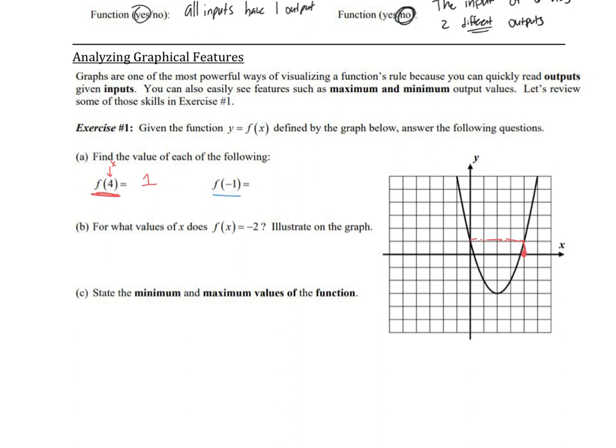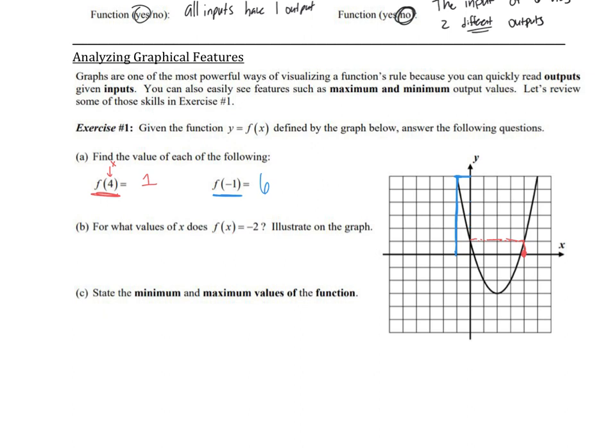For my next one, I want to look at f of -1. So I want to look at where x is -1, go up to my graph, see where it matches, and see what my y value is there. So if I count up 1, 2, 3, 4, 5, 6, f of -1 would be 6. All right, so for these, remember you're looking at your x value and seeing what y value it gives you.